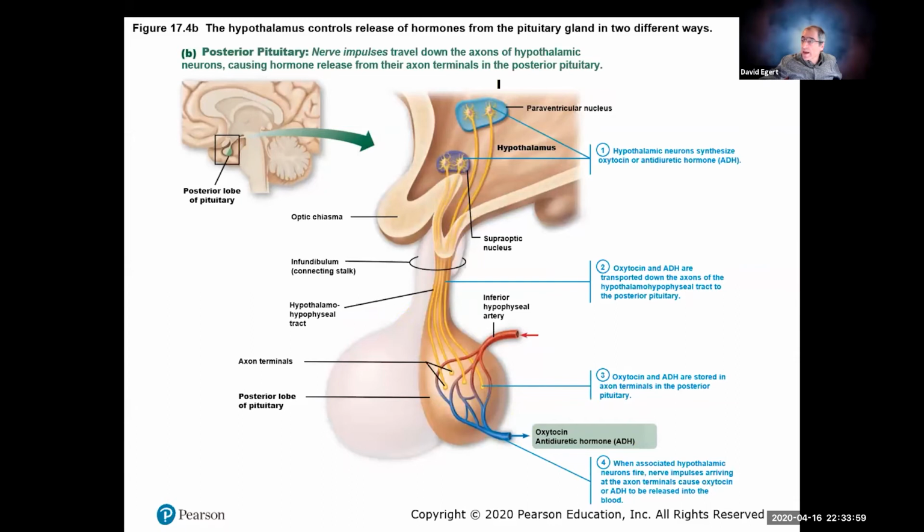This is showing how the posterior pituitary, the neurohypophysis, is actually delivering hormones that are made by these neurons up in the hypothalamus.